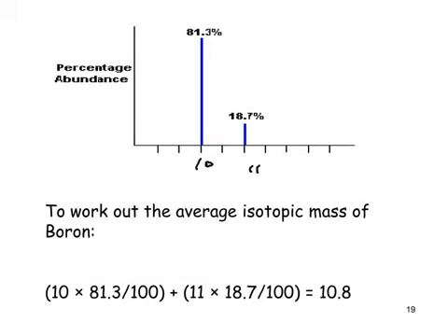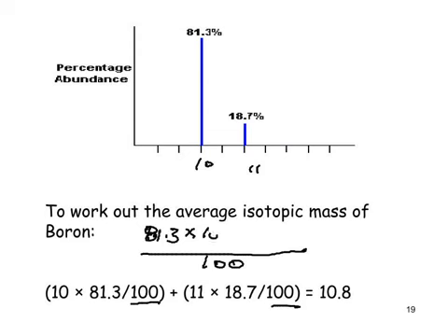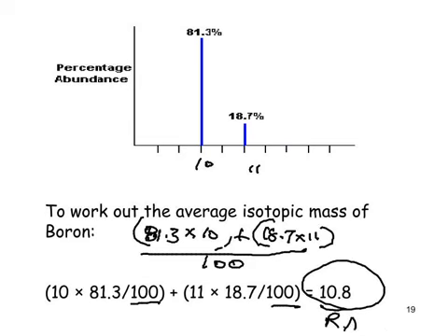So to work out the average isotopic mass, you use the method I showed there. You can put them all over 100, since 100 is a common denominator here. And you would take 81.3, that's the percentage, times 10, and you'd add it to 18.7 times 11, and it comes out to be 10.8, and that's the relative atomic mass according to the abundance of the isotopes in this particular sample.